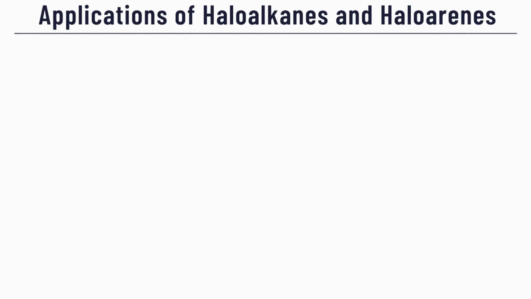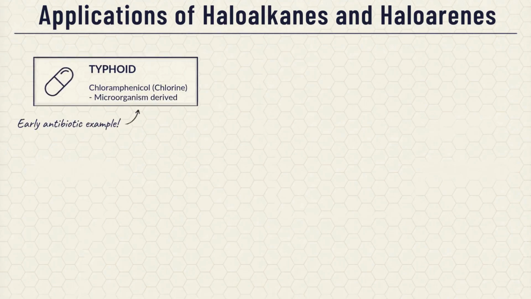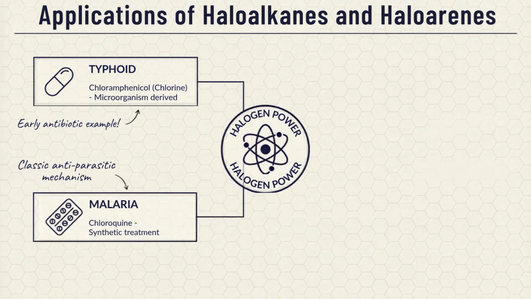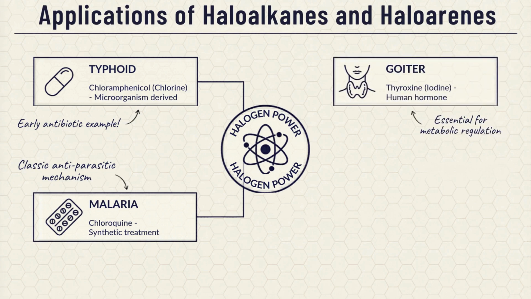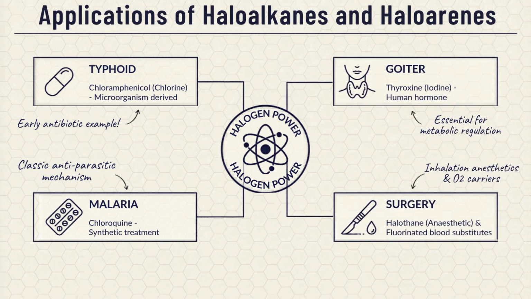Halogenated compounds appear in medicine and chemistry all around us. Chloramphenicol is linked with typhoid, chloroquine with malaria, thyroxine with goiter, and halothane with surgery as an anesthetic. Fluorinated compounds also show up in blood substitutes and inhalation-related applications. So this chapter is not abstract chemistry. It connects directly with health and industry.